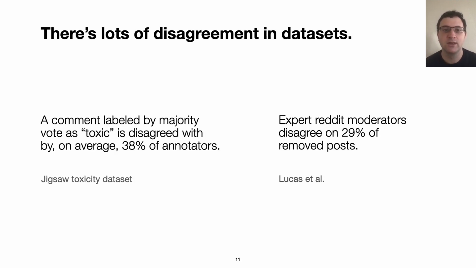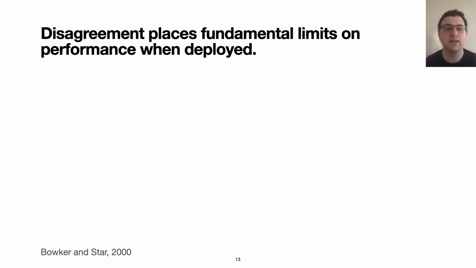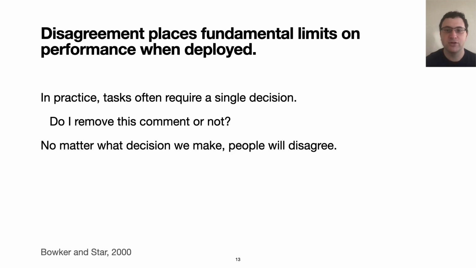So as I mentioned earlier, there's lots of disagreement. For tasks ranging from toxicity detection to Reddit moderation, somewhere in the range of 1/3 of annotators disagree when content is labeled as problematic. And this disagreement isn't necessarily wrong or bad. Tasks in social computing and HCI often attempt to categorize the messy realities of our lives, and we don't want to drown out the viewpoints that people hold. But it does place fundamental limits on how well any classifier can perform when deployed, because in practice, these classifiers often require a single decision. Do I remove this comment or not? And no matter what decision we make, people are bound to disagree.